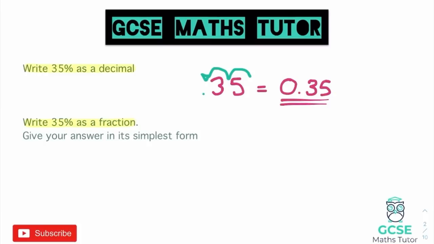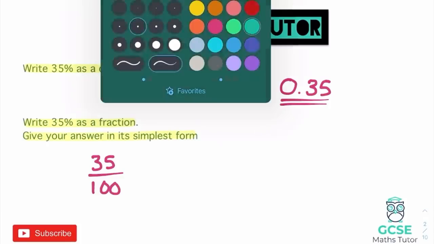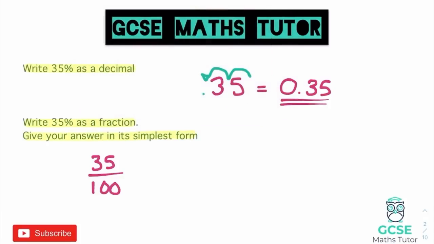Now of course this has already given it to us as 35%, so we can straight away put that as 35 per 100, or as a fraction, 35 out of 100. And again, that is all we need to do in terms of writing it as a fraction. Again, this question does say give your answer in its simplest form, so we need to spot what they both divide by.